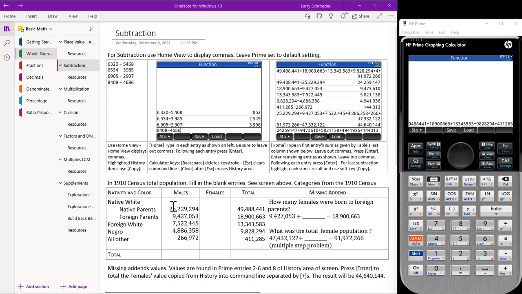Let's take a look first at this chart that we got from the 1910 census. What we're doing in this chart is looking for females. This is the missing addend problem because we're looking at what number plus a missing number is equal to this population. We're first going to have to deal with calculating the totals. So we have the totals over here in our calculator. We will press enter. When we press enter, we get this answer to be 91,972,266.